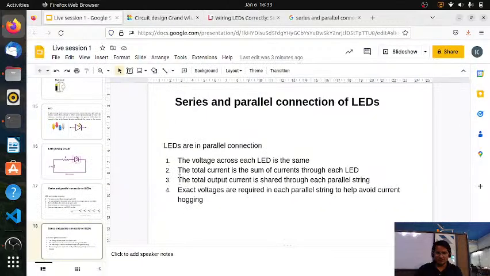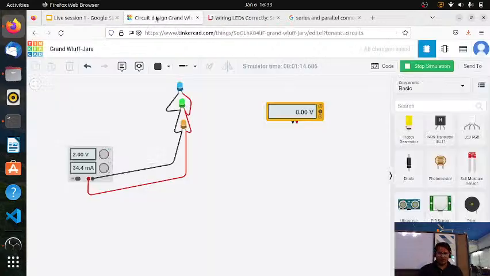So there is one more thing. The total current is the sum of the current through each LED. This is another thing. The total current is the sum of currents through each LED. So let's measure this. Again, let's take the multimeter and we'll measure the current.